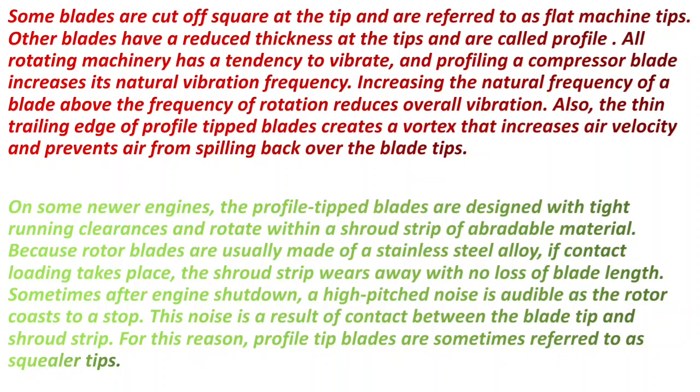So, on some new engines, profile tip blades are designed with slightly tight clearance and rotate within a shroud strip of abradable material. The shroud strip is made of abradable materials because if there is contact between the blade tip and the shroud strip, the shroud strip wears out and there is no loss of the blade tip.